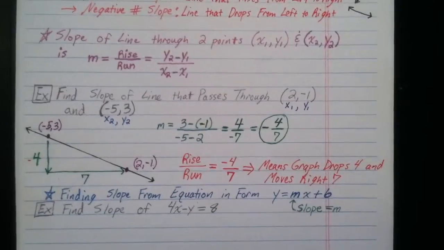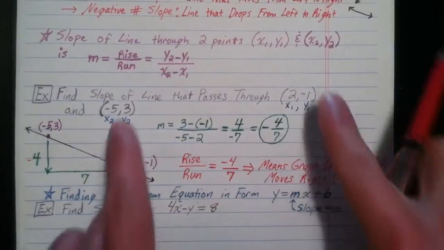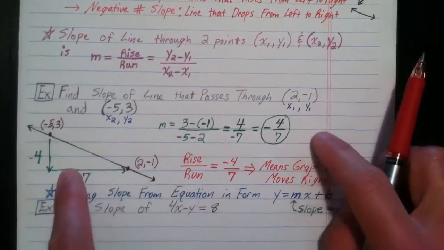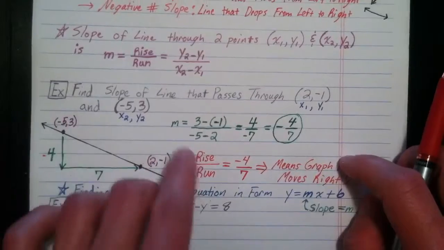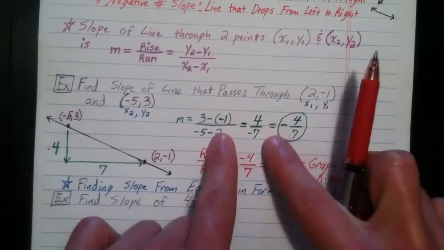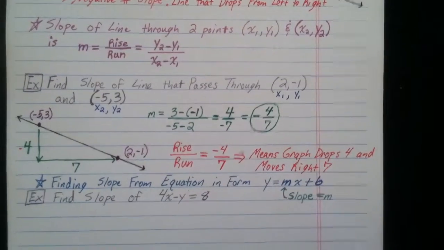So that's 2 different ways we can find a slope given a graph or given 2 ordered pairs. If you're given the graph and you have a coordinate grid, it might be easier just to do this. But if you're not given a graph and you're just given the ordered pairs, you're probably going to have to use the slope formula. Okay.